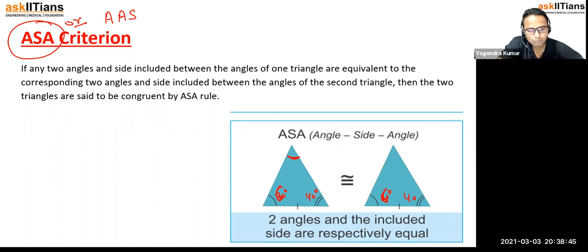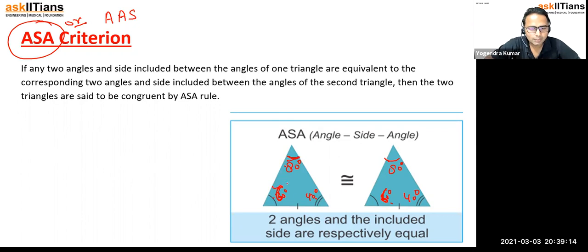Is it not equal? If these two angles are given, this angle is 60, this angle is 60, this angle is 40, this angle is also 40 degrees. Now, don't you know that by the angle sum property we can say that the remaining angle will be 80 degrees? So if any two angles are given, do we know the third angle automatically or not?